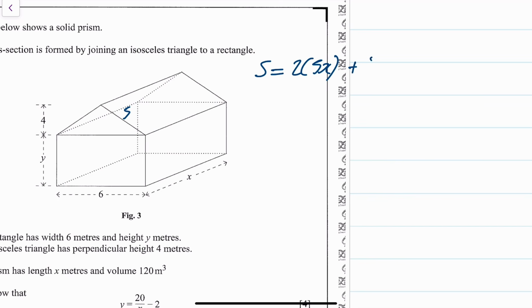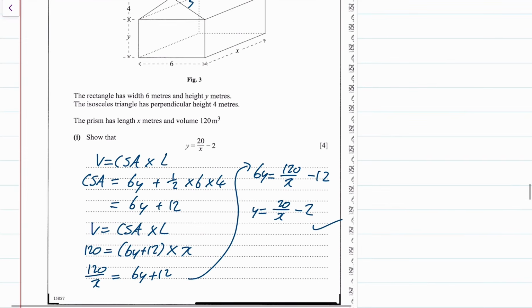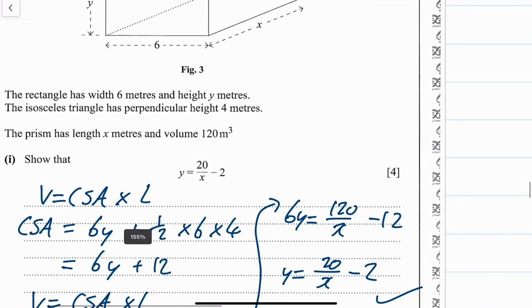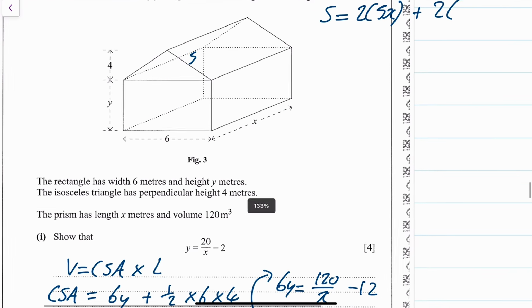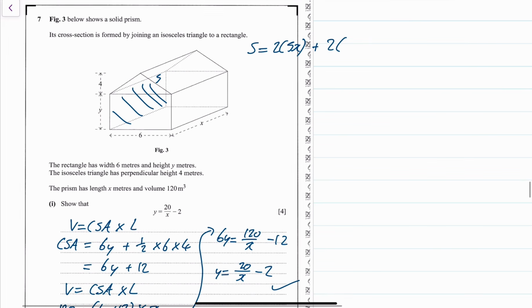And then I have 2 times my cross-sectional area. Let's be smart about it. We know what the whole cross-sectional area is. We've already worked this out. Sorry, I was going to waste a lot of time there. It's 2y plus 12.